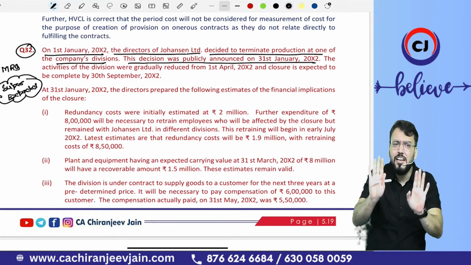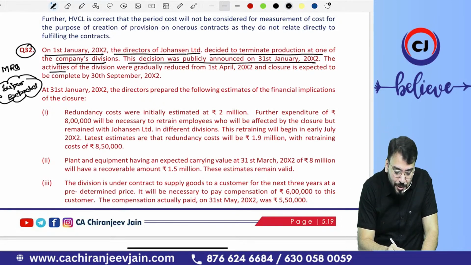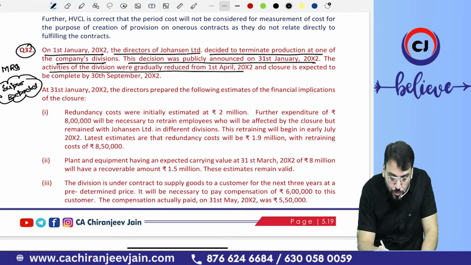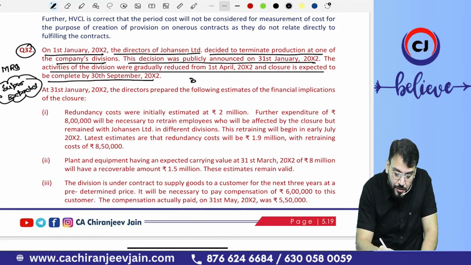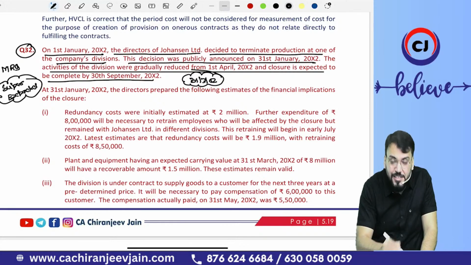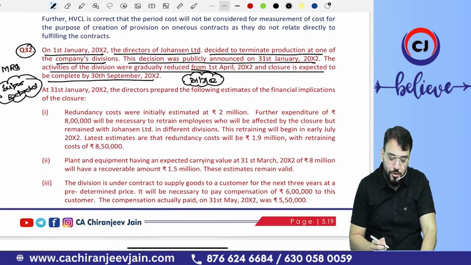It means there is a constructive obligation. The activities of the division were gradually reduced from 1st April 2002, and the closure is expected to be completed by 30th September 2002. The year end is 31st March 2002, so we shall create provision on this date.